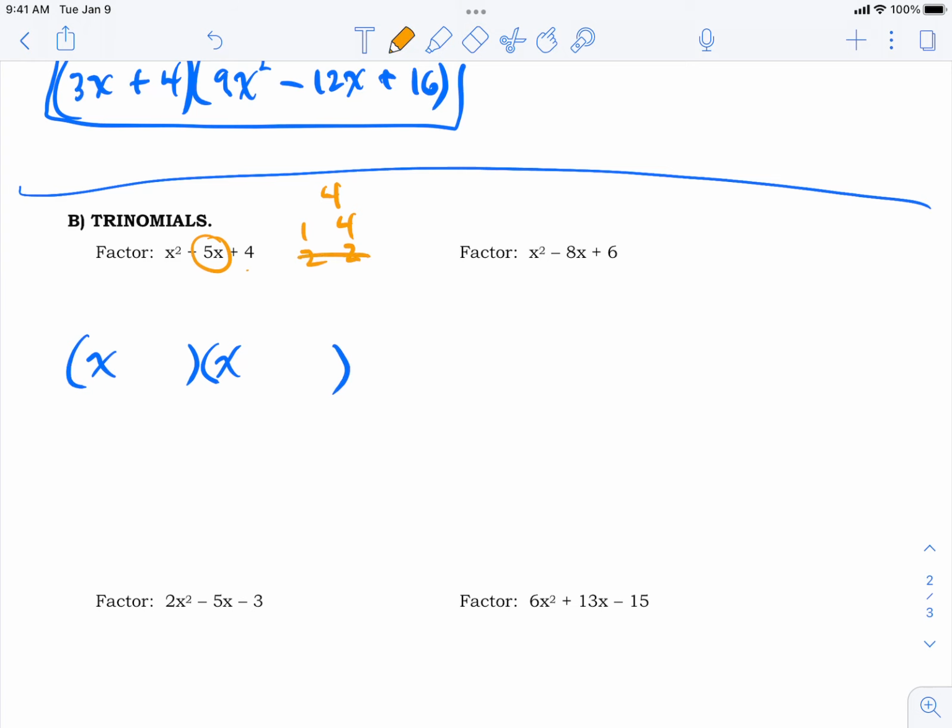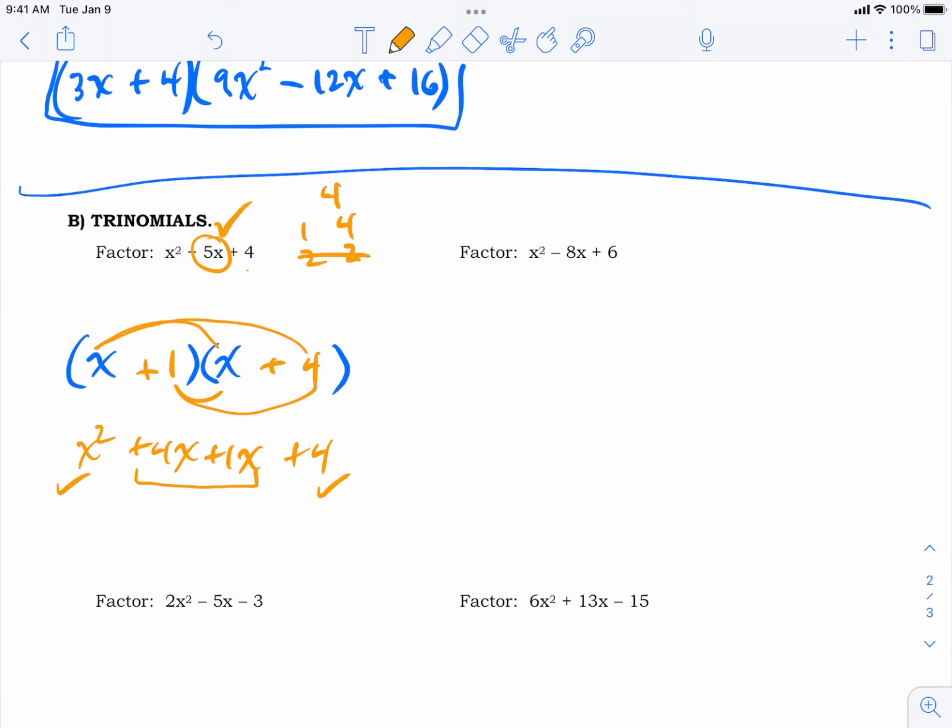Now, the good news is you can cross that off your list because you tried it and it didn't work. So now you say, okay, I'll try the 1 and the 4. Let's make sure this works. I've got x squared, of course. I've got a plus 4x, a plus 1x, and a plus 4. I see the x squared, I see the 4 is working fine, and I am getting a plus 5x in the middle. So there she blows. That's the factoring of trinomials.